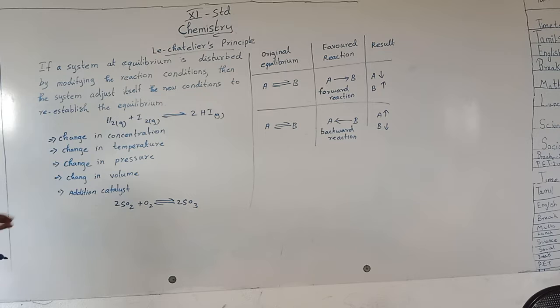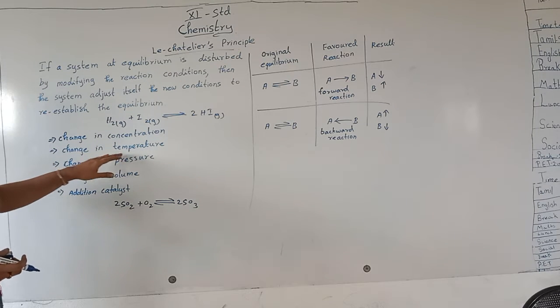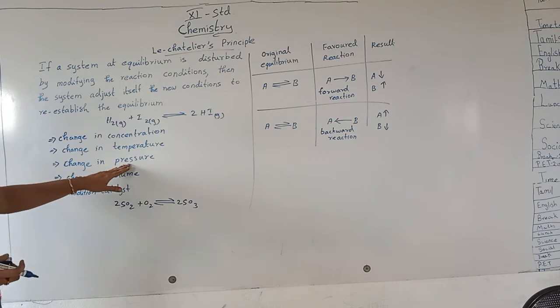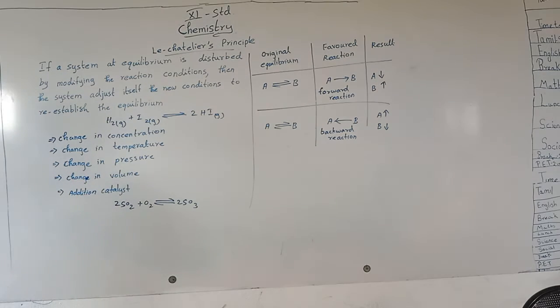So what is the stress and change in this form of Le Chatelier principle? Change in concentration, change in temperature, change in pressure and change in volume, and the addition of a catalyst. The next one: the factors affecting the Le Chatelier principle.